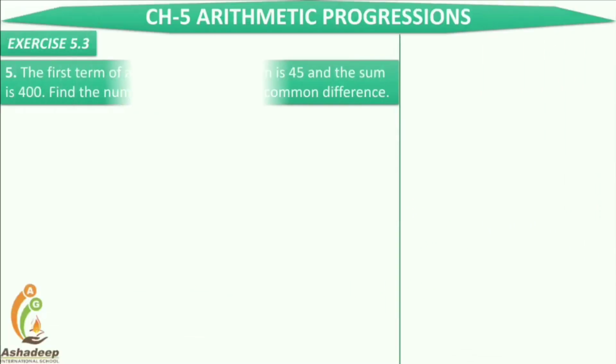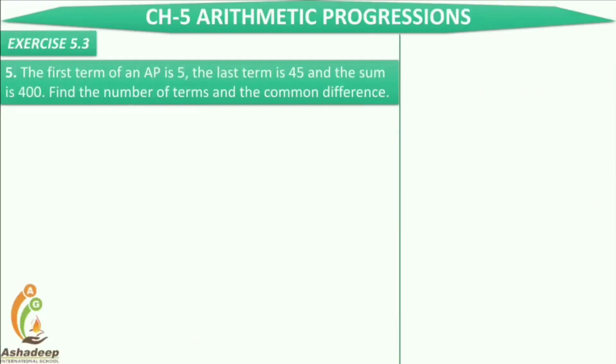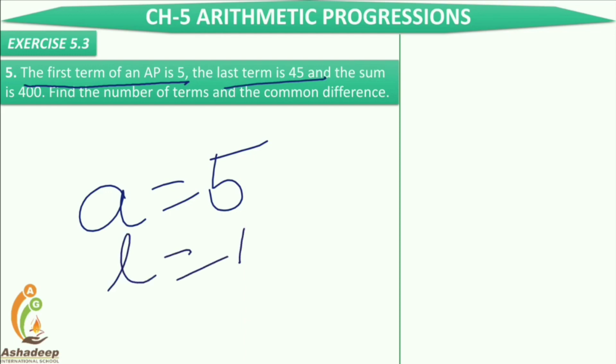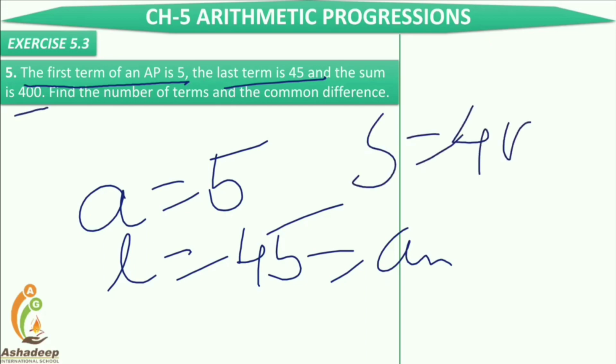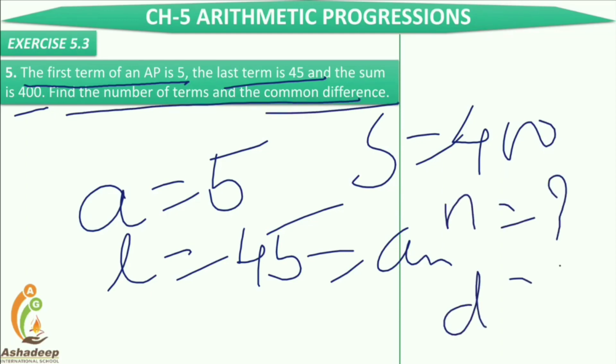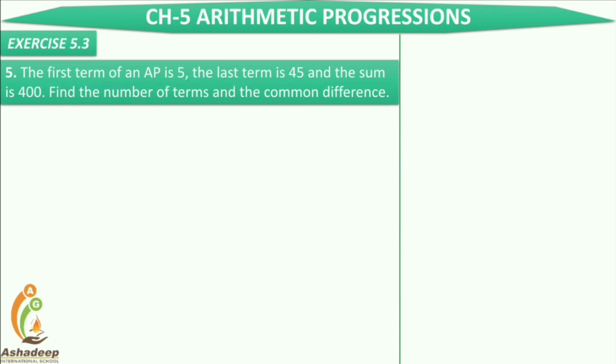That's it. Now question number 5. In question number 5, the first term of an AP is 5, so A is equal to 5. The last term is 45, so L is equal to 45. You can say L or you can say AN. The sum is 400, so S is equal to 400. We have to find the number of terms, N, and the common difference, D. So this thing we need to find.